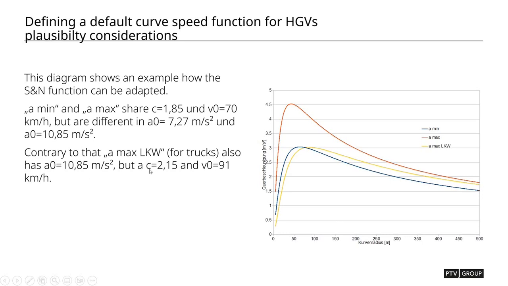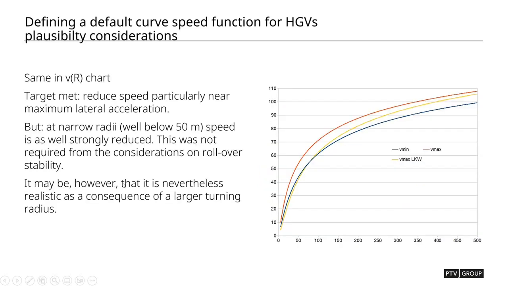And that can be done if you change the exponent to 2.15 and the V0 value to 91 kilometers per hour. That might seem counterintuitive, that you have to increase that speed, but that's just a property of this function of Schimmelpfennig and Nackenhorst. And then in the speed-over-radius chart, we get this behavior where you see that at the lower end, the trucks are even slower. That was not intended by me when I played around with the values of this function.